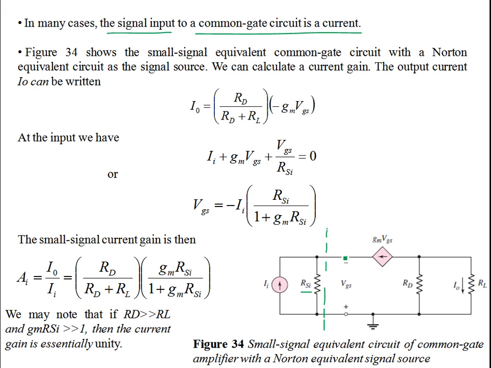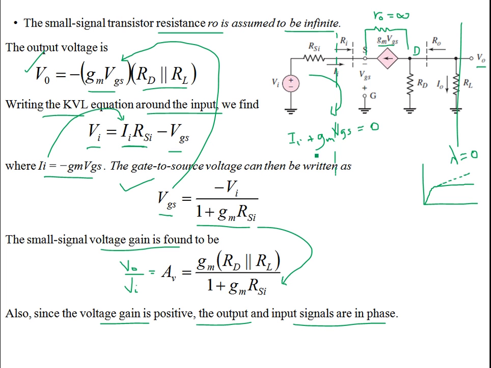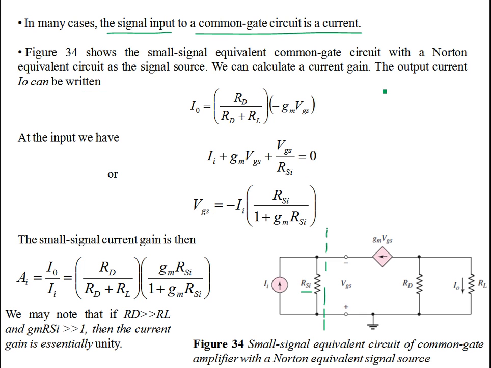Then again, VGS is shown with the gate having an infinite resistance. The same polarity of VGS is shown as we had previously over here. The rest of the circuit is pretty much the same: we have minus GM VGS. This is your drain terminal, this is your source terminal, and the gate is at ground. Just the source has been replaced by the Norton equivalent.